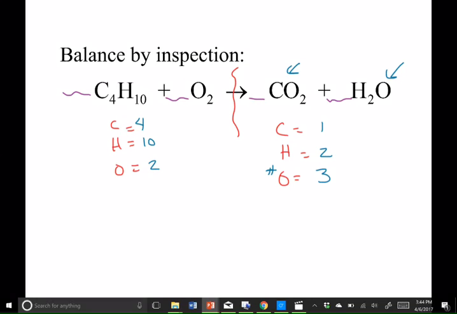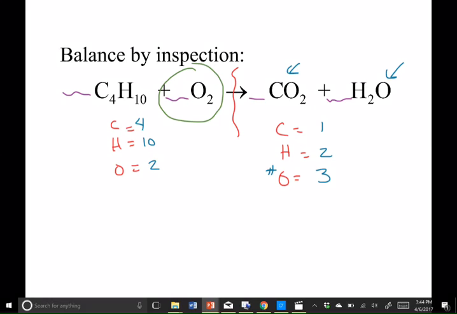Now, what is the only thing up there that's in its uncombined elemental form? The answer is this guy right here. We're going to leave the O2 till last, since it's in uncombined elemental form. So let's go ahead and focus on the carbons.